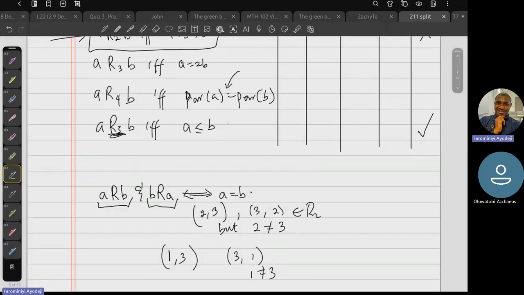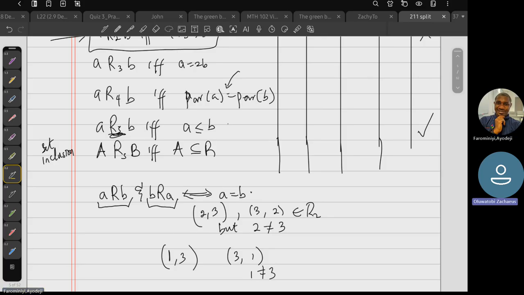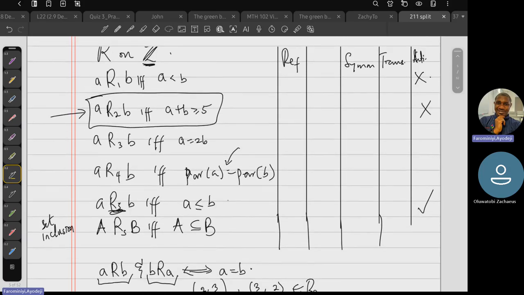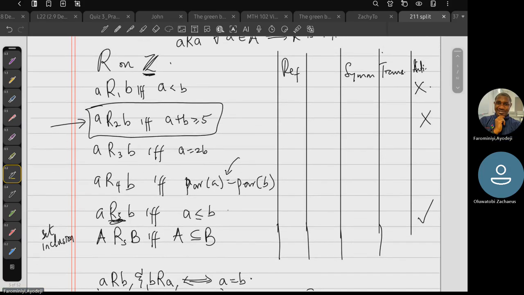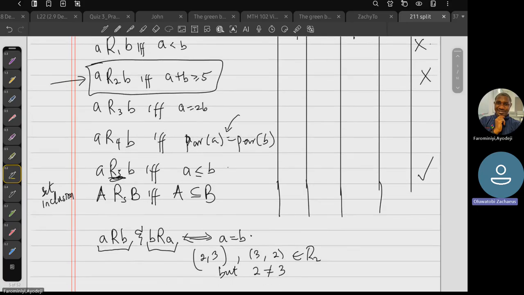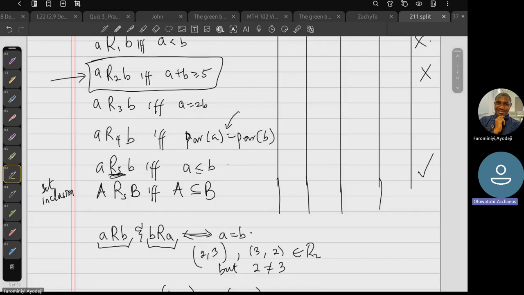What about set inclusion in R5? Set inclusion generally as a relation. Do you know the meaning of set inclusion? When I say set inclusion, I'm saying A is related to B if and only if A is contained in B. So let's start with reflexive. Is this reflexive? If A is a subset of B, then B should also be a subset of A. That is not reflexivity. Is it reflexive?